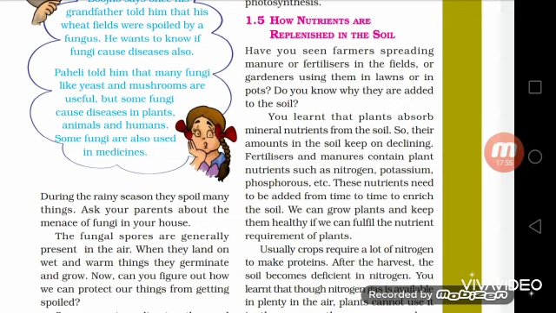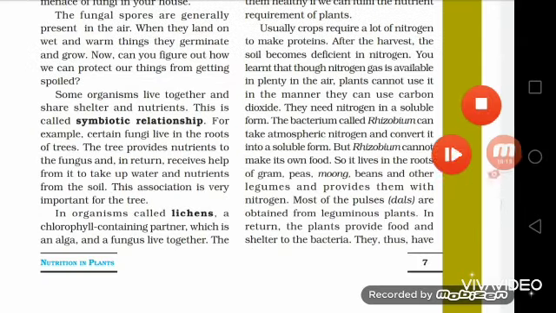So this is your first way of getting nutrients replenished into the soil. The first way is spreading fertilizers or manure into the farm after harvesting. That's your first way. Second way we are going to learn.